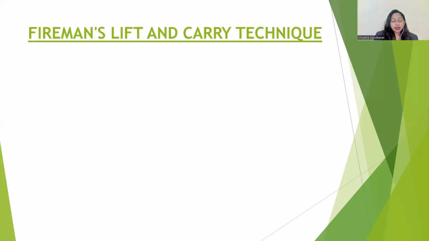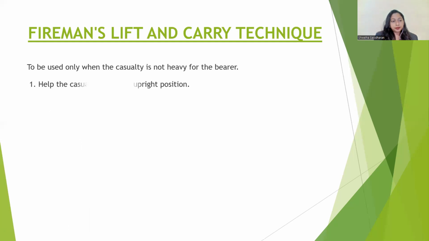Next is the fireman's lift and carry technique. It is used only when the casualty is not heavy for the bearer.